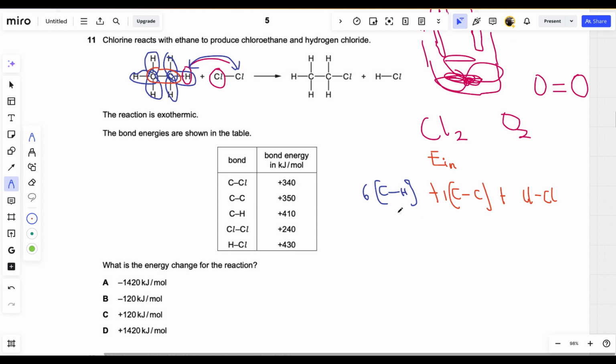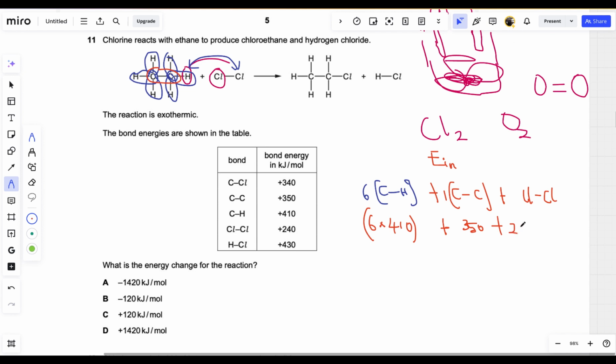So energy in is 6 times C-H. What's the bond energy? Go to the diagram. C-H is 410. So you say 6 multiplied by 410. Then plus, you can put this one in brackets if you like. Plus, C-C is 350. So we say plus 350. When you're doing the exam, you're faster, because we are explaining it, it's taking a little bit of time. Chlorine to chlorine is 240, you say plus 240.